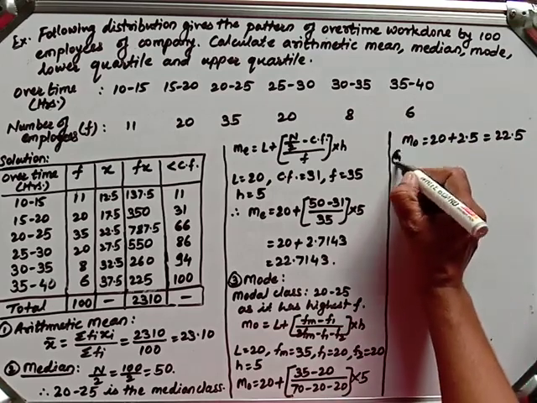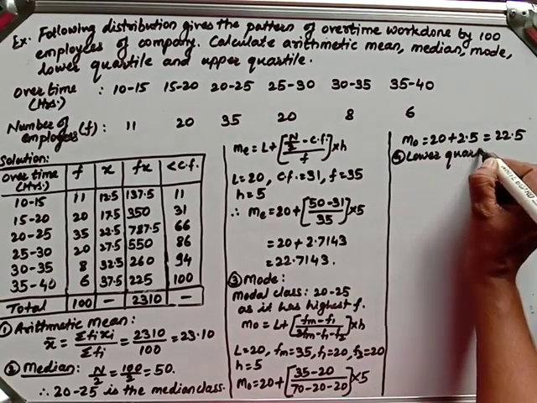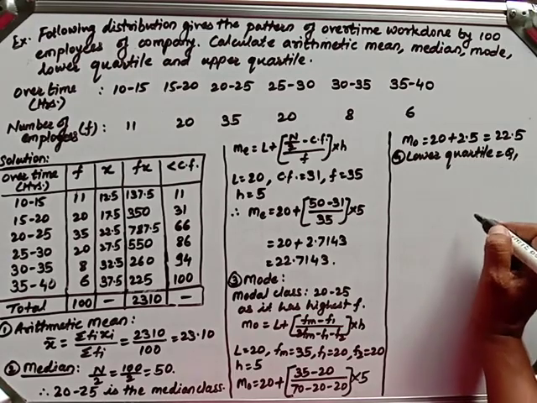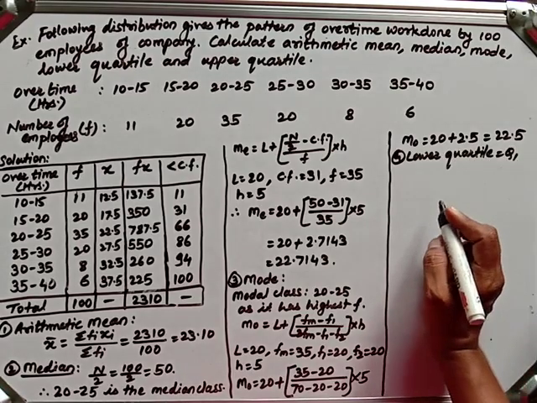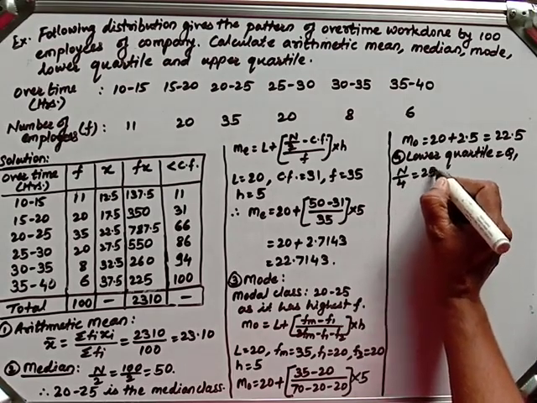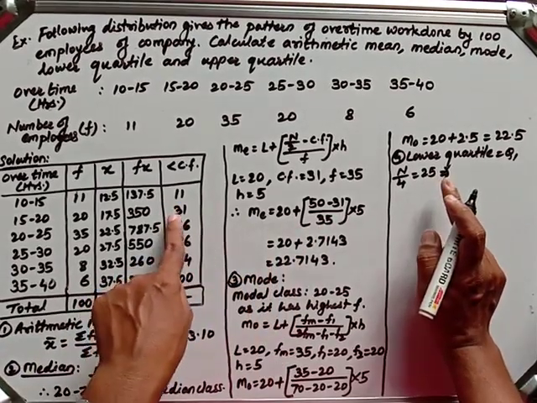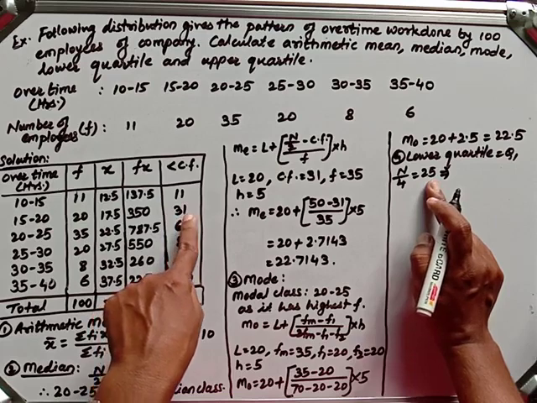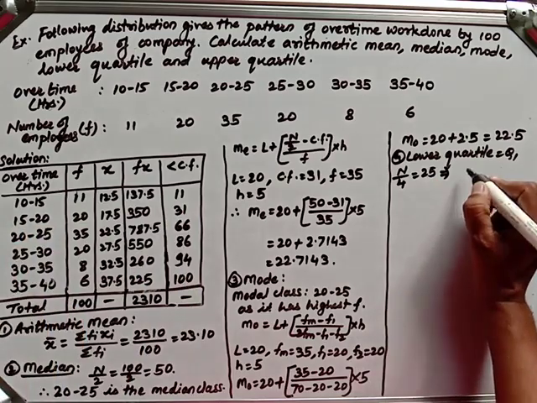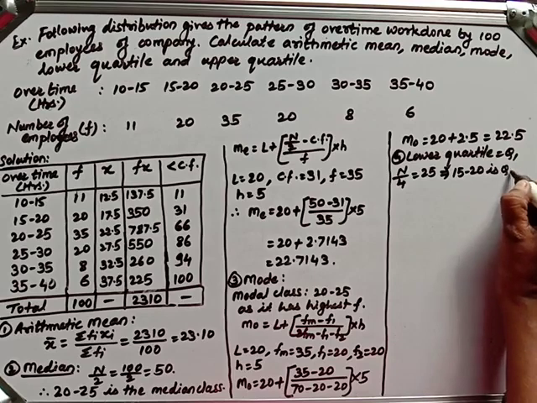Now the next one, lower quartile. Lower quartile is nothing but Q1. Okay. So let us determine that one. For lower quartile we need to obtain n by 4, that is 25. So this says we have to look for the cumulative frequency which is just greater than this 25. So it is 31, the first one. So 15 to 20 is the Q1 class.